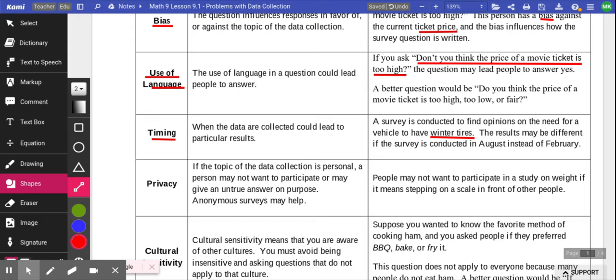If I ask you in January, right after a major snowstorm, do you think it's important to have winter tires? Your opinion might change because the timing of the question has changed. Now you're driving through awful snow. You're like, oh yeah, I wish I did have winter tires. They're really important, right? So the timing in which you ask something matters.